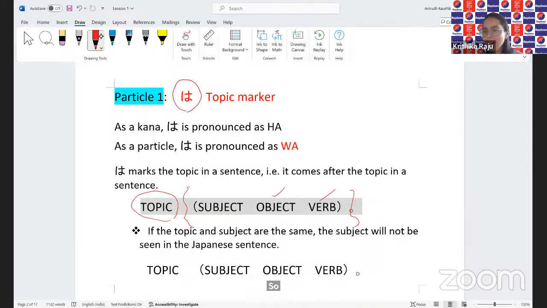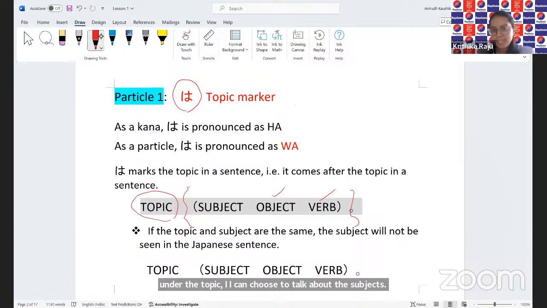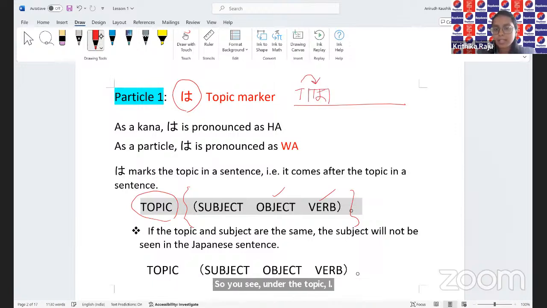When I say marked by, what do I mean? Followed by. If there is a topic in a sentence, after the topic, I will have the particle wa. Like watashi wa. Correct.